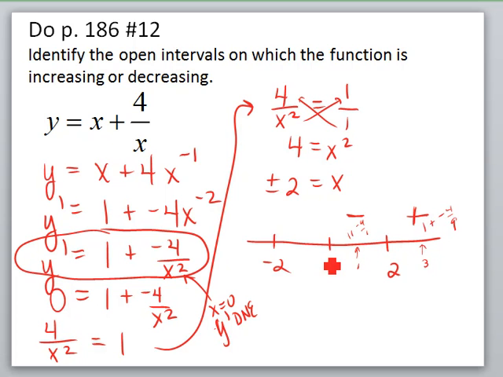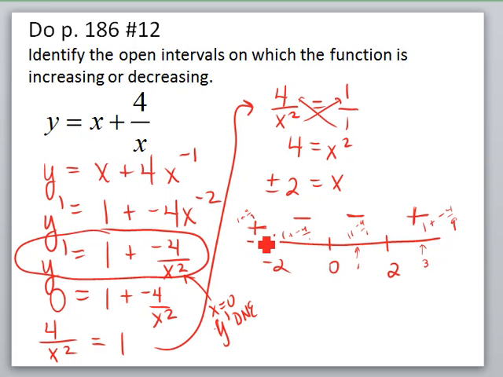If I try negative 1, I have 1 plus negative 4 over negative 1 squared, which is 1 plus negative 4. So I still have a negative value here. And then if I try negative 3, I have 1 plus negative 4 over negative 3 squared, which would be another positive value. So that means the slopes of the tangent lines are all positive here.